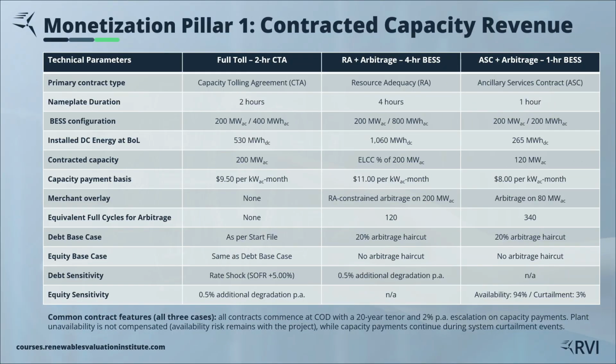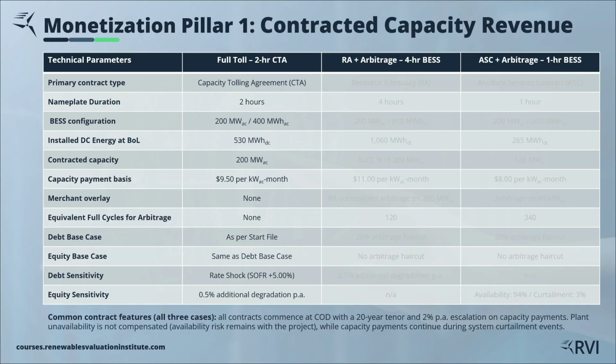But before we get to the modeling part of this lesson, let's jump back to the information memorandum and focus on monetization pillar 1, contracted capacity revenue. For this lesson, we are only looking at the left column, the full toll 2-hour CTA case. Here we have a 2-hour BESS with 200 megawatt capacity at the point of interconnection and 400 megawatt hours of nameplate energy, backed by a straightforward capacity tolling agreement on 100% of the AC capacity. The contract duration is 20 years, starting at COD, which means the off-taker effectively rents the AC capacity of the battery for the full term.